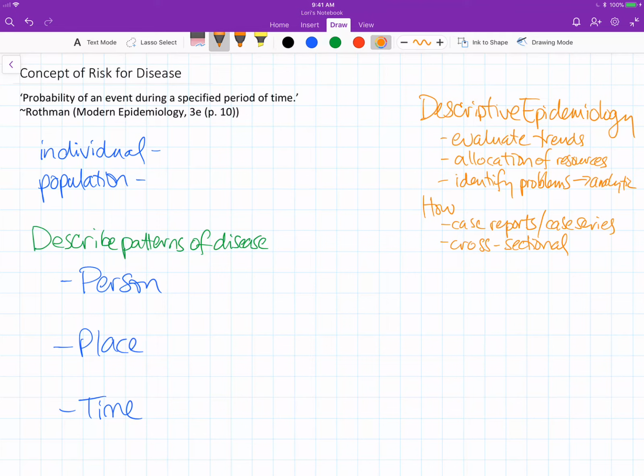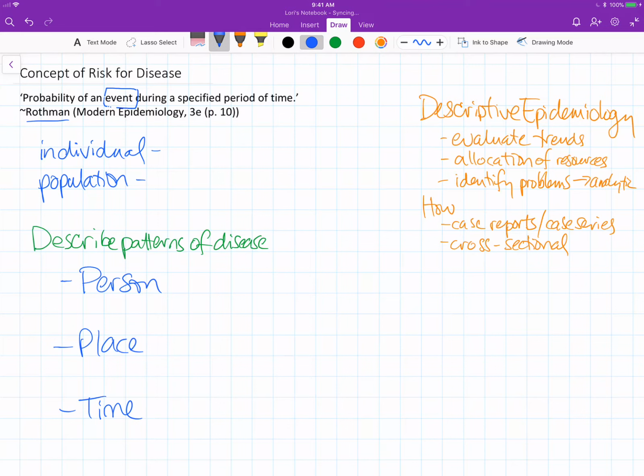Welcome to this discussion on the concept of risk for disease. Let's start off by having an actual definition for this concept of risk. Now, in everyday language, risk is defined as a lot of different things, but in epidemiology, we have a very specific definition for risk, and according to Rothman, that definition is the probability of an event during a specified period of time. And so here we have some kind of an event occurring.